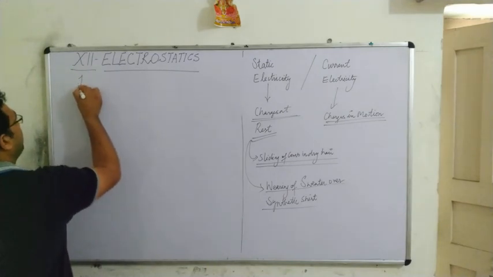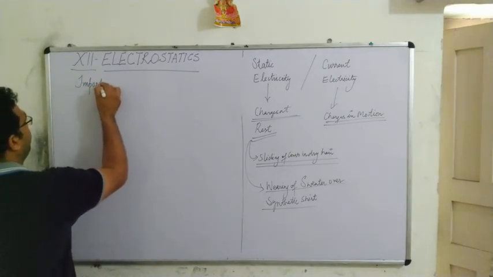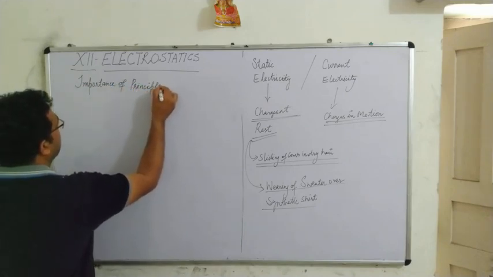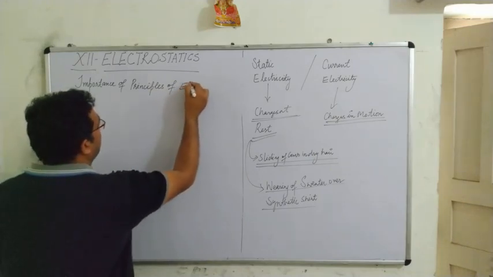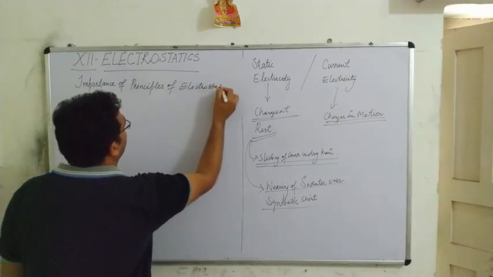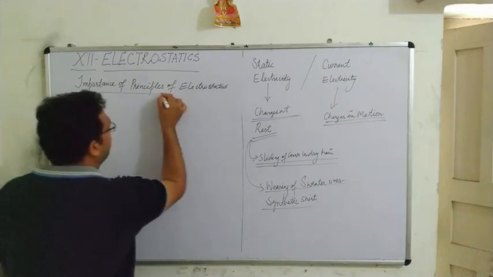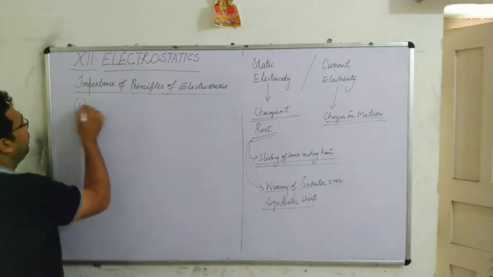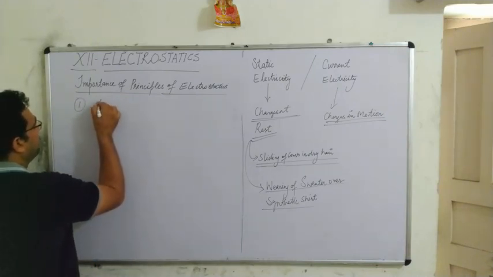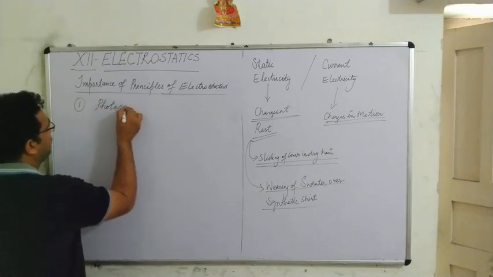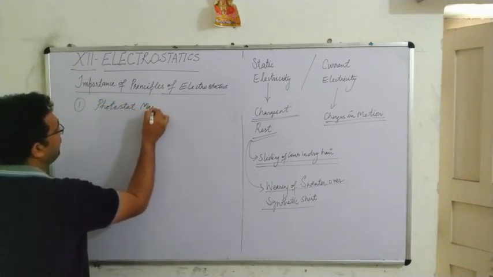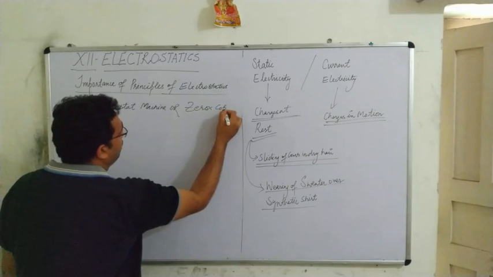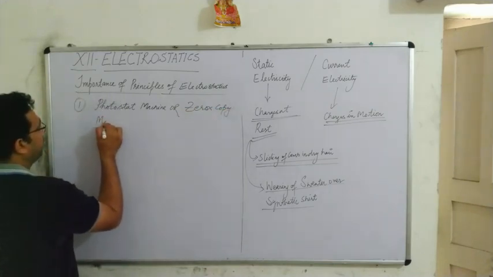So write down importance of principles of electrostatics. In brief we will write, number 1, electrostatic principles are used in photostat machine or Xerox copy machine.